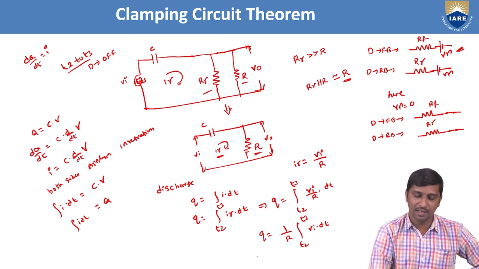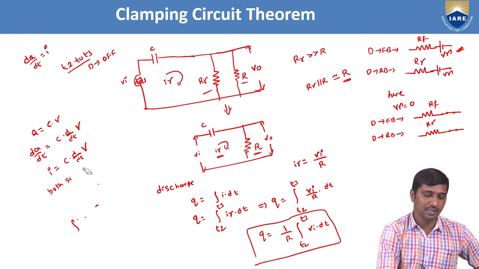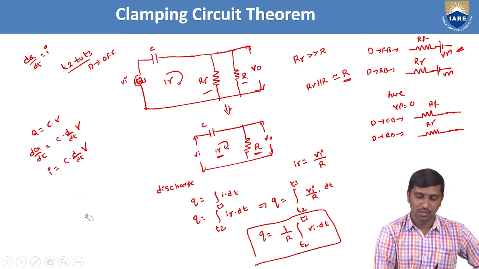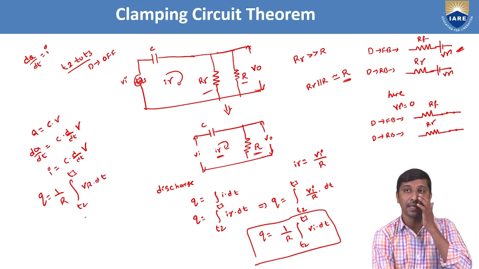Hence, I'm rewriting this equation. So Q is equal to 1 by R times the integral from T2 to T3 of VR into dt, where VR is the reverse voltage we are applying.